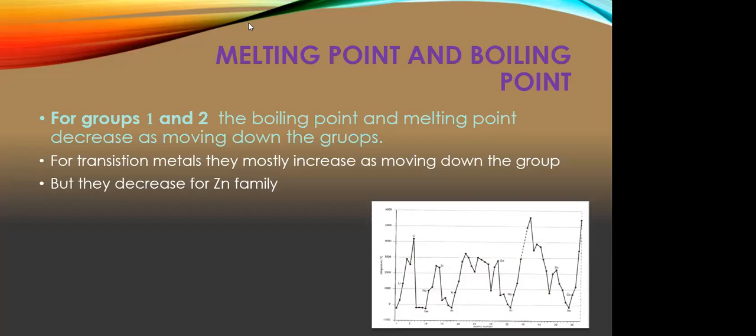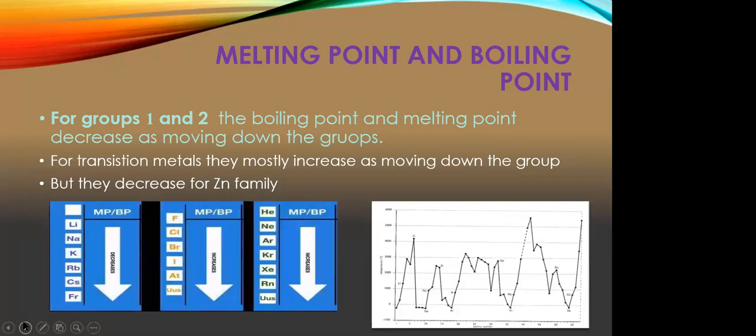Thank you. The melting point of a substance is the temperature at which it changes from solid to liquid. As an example, the melting point of ice is 0 degrees Celsius. Boiling point means the temperature at which a liquid boils and turns to vapor. As an example, the boiling point of water is 100 degrees Celsius. For group 1 and 2, boiling point and melting point decrease as moving down the group. For transition metals, they mostly increase as moving down the group.